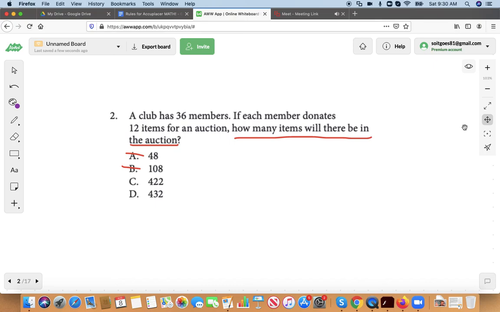432. You multiply them, right? Absolutely. Yes, sir. That's it. Any questions about that?